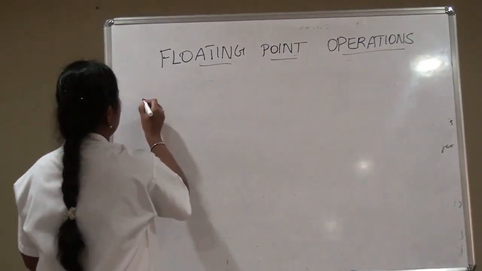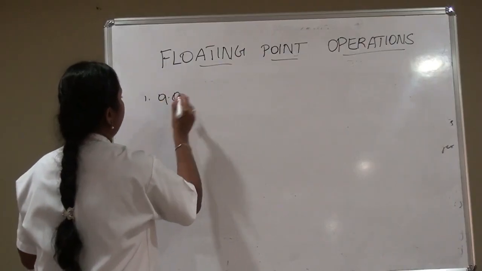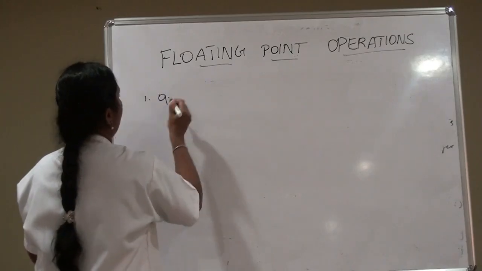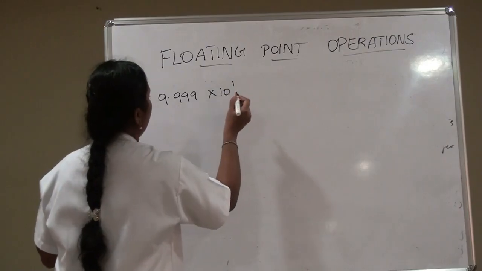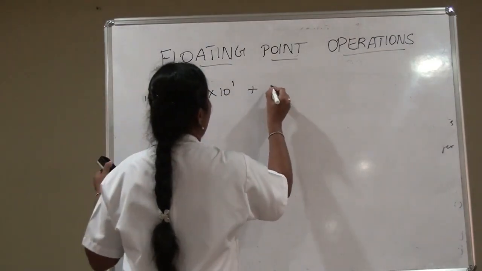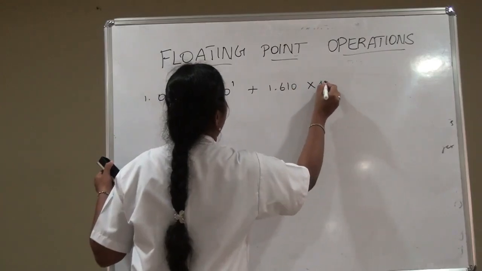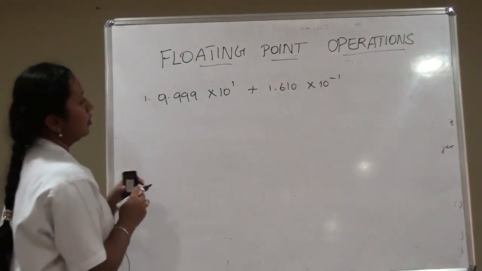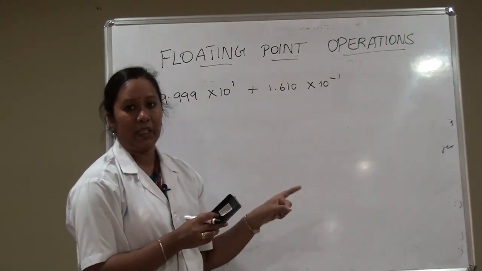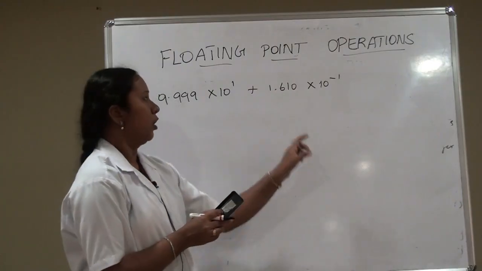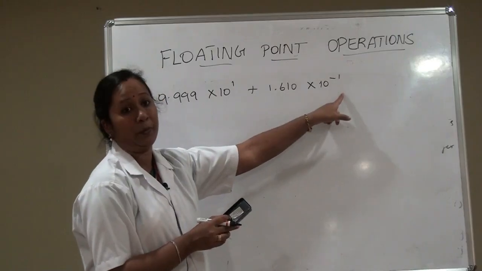We are going to take an example of a 4-digit decimal number: 9.999 into 10 power 1 plus 1.610 into 10 power minus 1. As per the rules, both the exponents should match each other, only then are we going to perform the addition. Here, 10 power minus 1 is the smaller exponent.